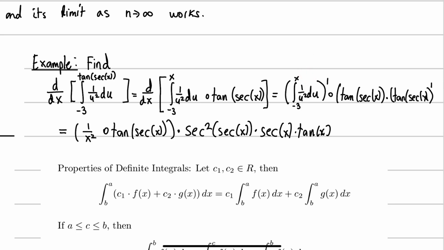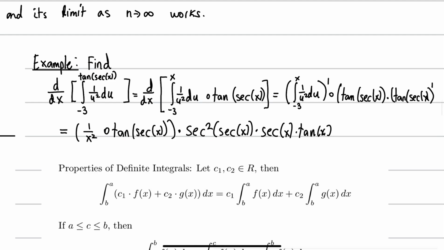What is the derivative of this integral? Well, the fundamental theorem of calculus tells us, this constant, by the way, doesn't matter. It can be any number. It tells us we just plug in the function at x. 1 over x squared composed with tangent of secant of x, right? That's what we have here. What's the derivative of tangent of secant of x? Hopefully, you know, using another chain rule, secant squared of secant of x times secant tangent. And of course, we can just plug in tangent of secant of x for x in 1 over x squared.